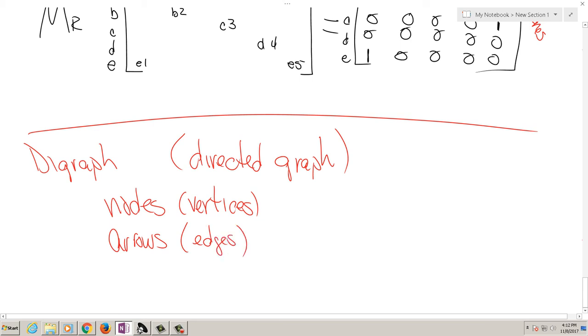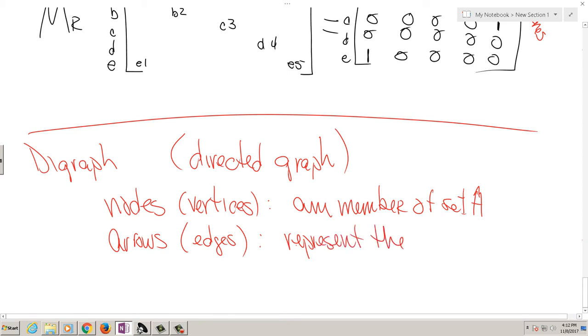So a node represents any member of the set. A node is any member of, I'll call it set A, or for the cross product of a set A and B, it would be any member of the sets A and B. The arrows are going to represent an ordered pair in the relation R. So a digraph, a directed graph, is made up of nodes and arrows.